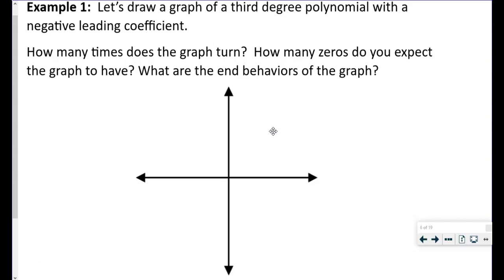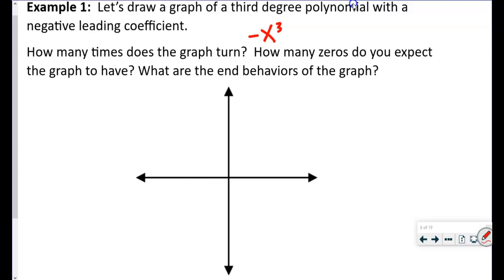Okay, so a third degree would be an x to the third. So that would be an x. It says, how many times will the graph turn? We know that the graph is going to turn one time less than the degree. And it says, how many zeros do you expect the graph to have? Well, if it crossed the x-axis, it would have 3 zeros.